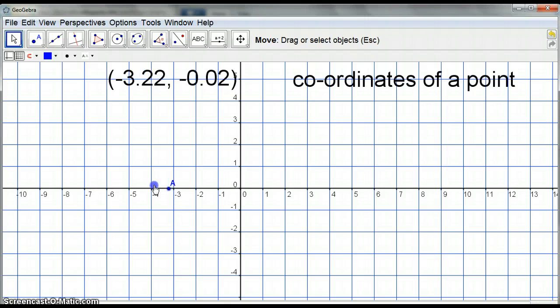What do you notice about points on the line? On the x-axis? 0. Y value is 0. What do you notice about points on the y-axis? 0. The x coordinate is 0. Okay? What do you notice about points here?